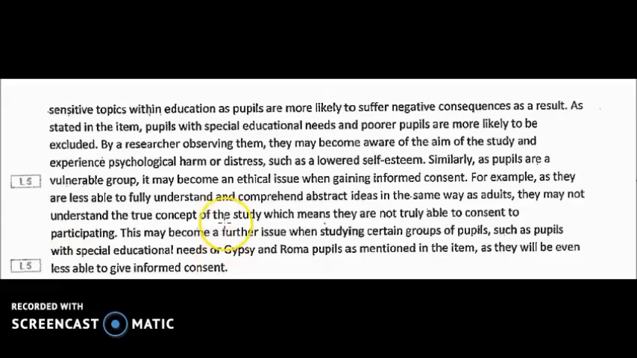Kate starts by identifying a characteristic of an excluded student, which is special educational needs or poorer students. And then she starts to link it to an issue of participant observation, which could be harm or distress, and a long-term effect on that, which could be lowered self-esteem. She then continues with this point by saying that it becomes an ethical issue when gaining the informed consent, because these groups, here's the characteristic, poorer or any students with special educational needs, will not be able to fully understand and comprehend the ideas in the same way as adults.